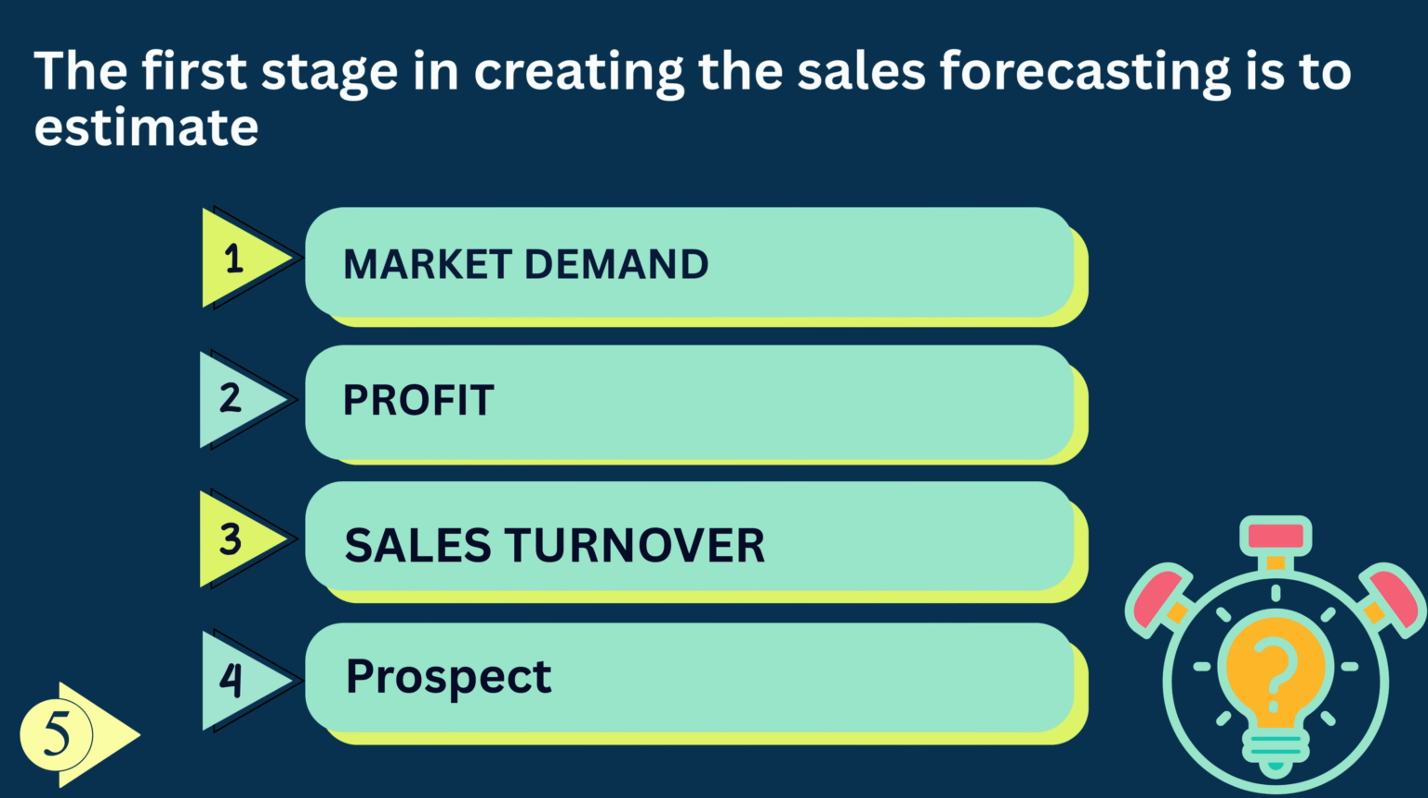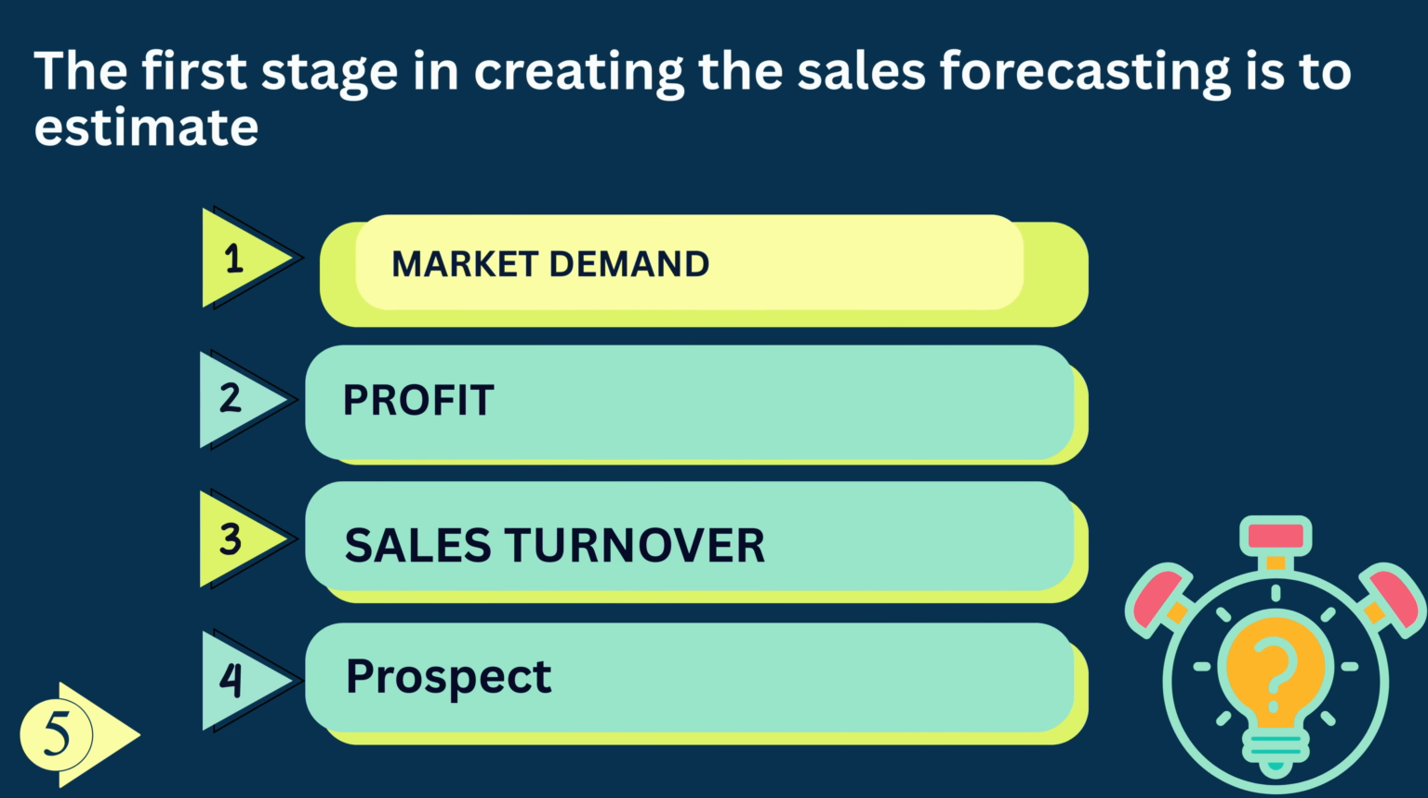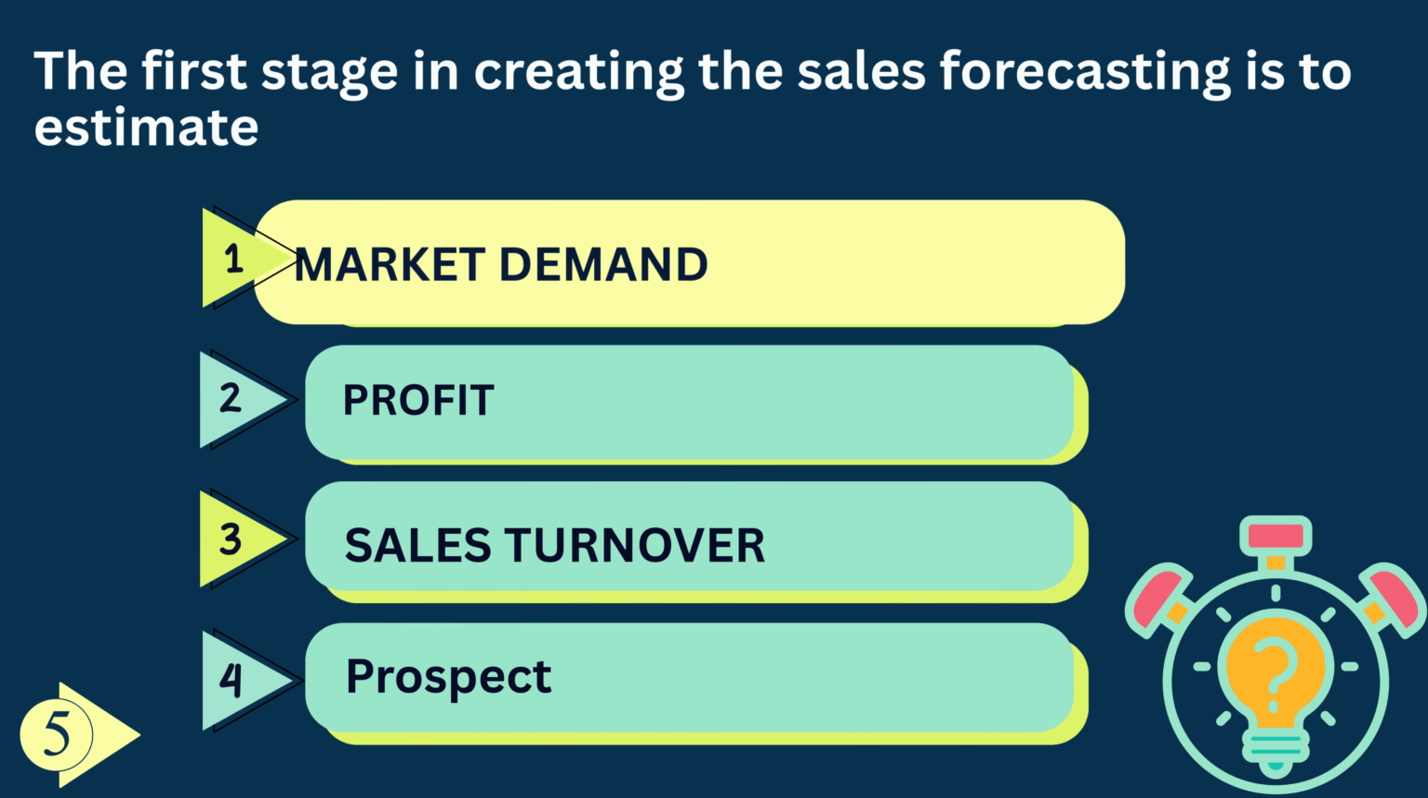The first stage in creating the sales forecast is to estimate: option 1, market demand; option 2, profit; option 3, sales turnover; and option 4, prospect. And the correct answer is option 1, market demand.